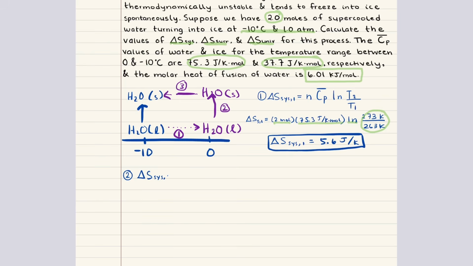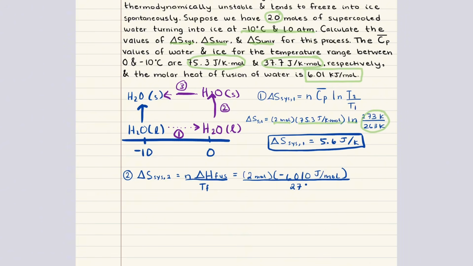Now we're going to move into step 2, where we freeze at 0 degrees. Again, we're still calculating the entropy change for the system. At the equilibrium temperature of the phase change, the reversible heat equals the enthalpy of fusion. And going from liquid to solid releases heat, so the system's entropy change is the negative of enthalpy of fusion divided by the transition temperature. So we are given that delta H value. We're told that the molar heat of fusion of water is 6.01 kilojoules per mole.